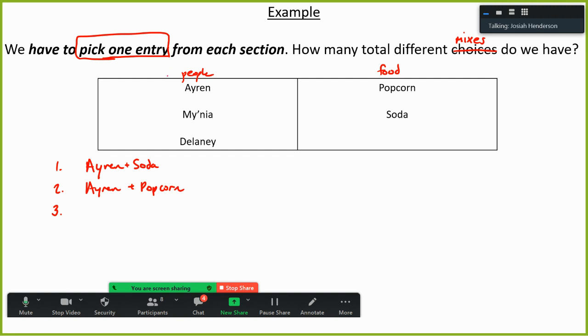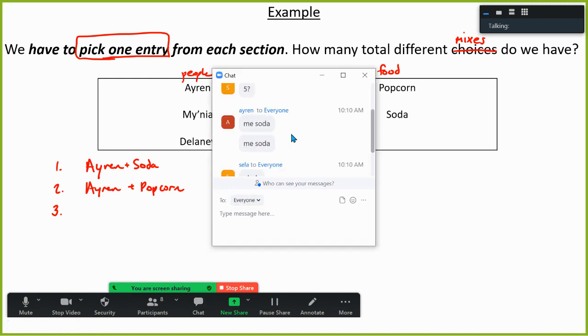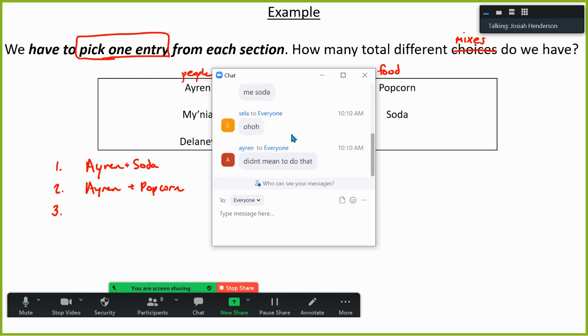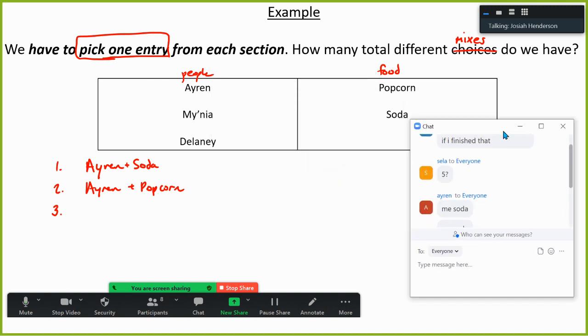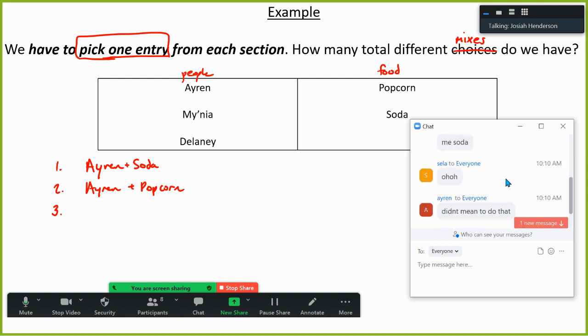I see 4 people, or at least 4 comments in the chat. Nice. 5. Good. Count them out, and don't just try to keep track of it in your head. Write this down on paper. Otherwise, it'll get too much to keep track of. Let's see what you guys come up with. Oh, okay. So there's some stuff in the chat, but it looks like only Sela came up with 5 items. Good. Delaney came up with 4 different mixes.